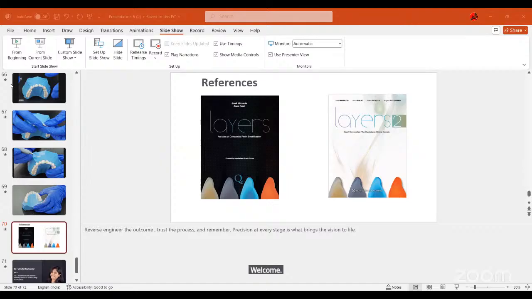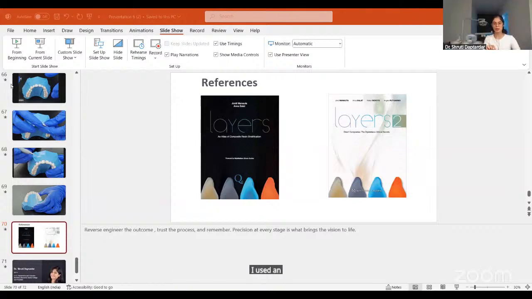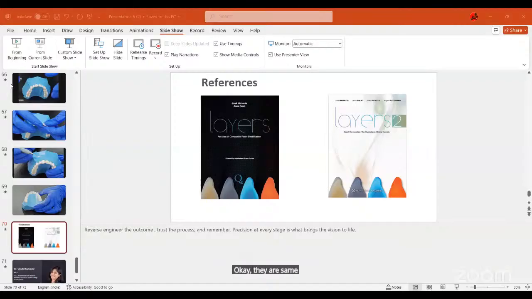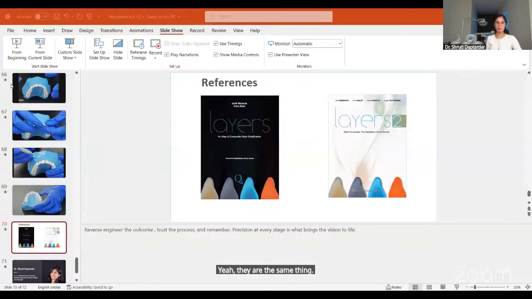Doc, you used that black triangle matrix or diastema closure matrix from BioClear? I used an anterior matrix from BioClear. Diastema closure and black triangle matrix are the same thing. Okay, they are the same thing. Yeah, they are the same thing. So you don't need to make any adjustments.